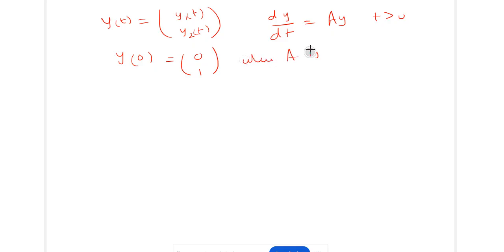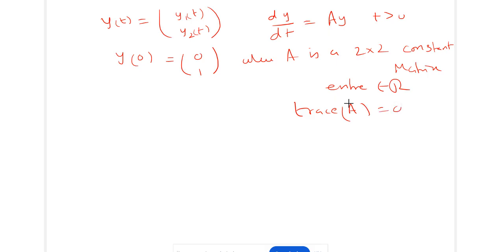where A is a 2 by 2 constant matrix with real entries. So the entries belong to the real numbers and satisfy trace of A equal to 0, and determinant of A not equal to 0. Determinant of A greater than 0.